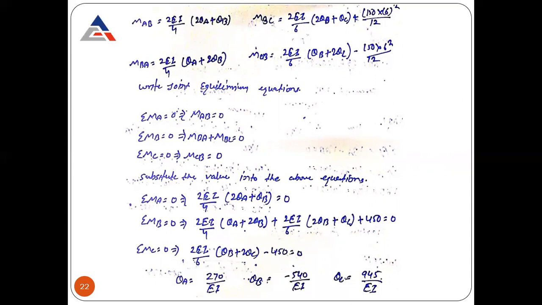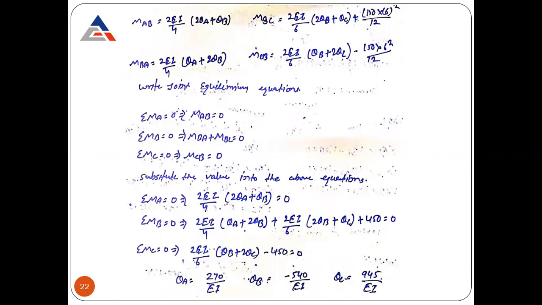So don't take that. For MAB and MBA, there will be no load. So just change 2 theta A and 2 theta B. That is the only difference coming out. But in the segment BC, if you see in the last image that we just saw in the numerical, we have loading acting. So the loading is UDL, and one is positive, the other will be negative, obviously.